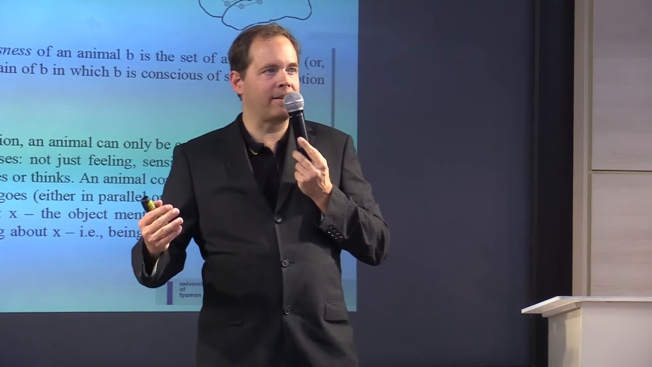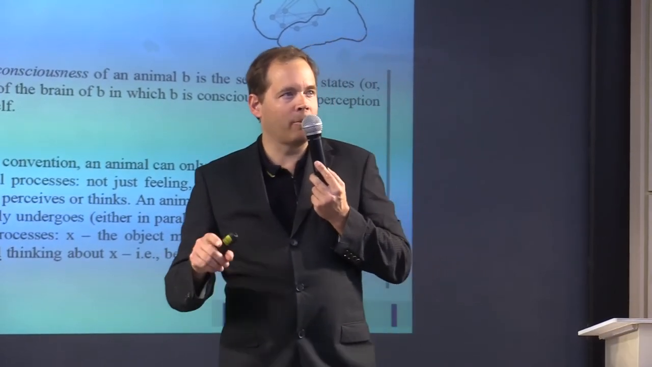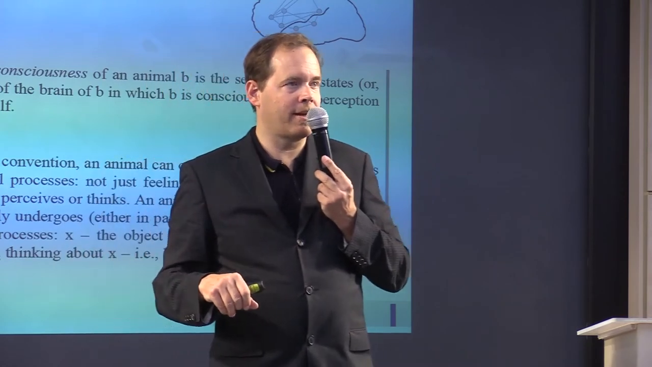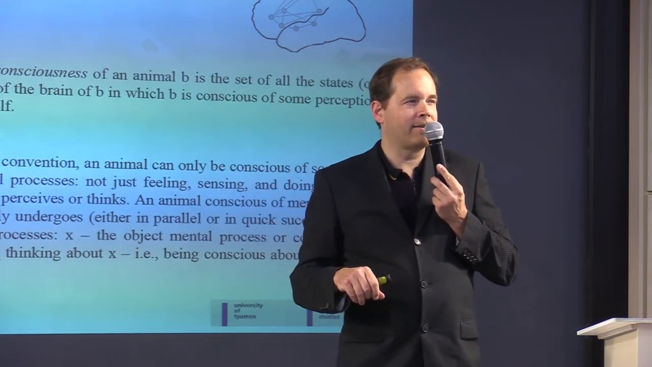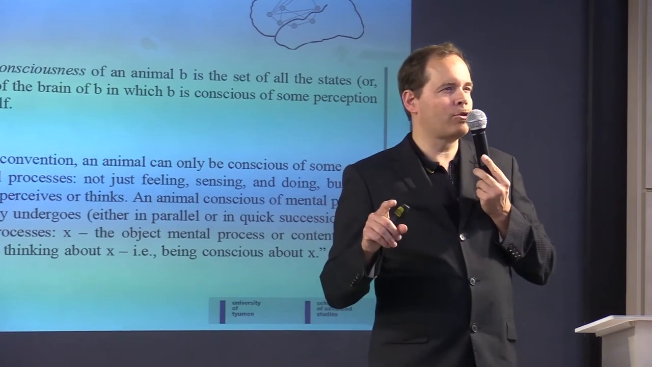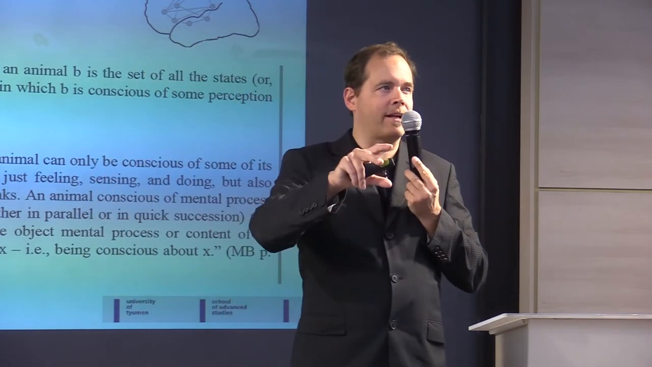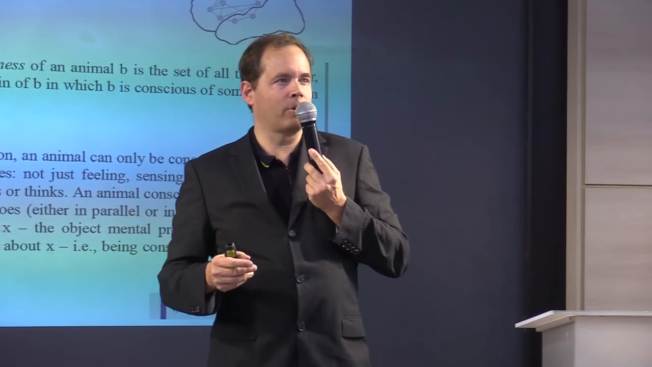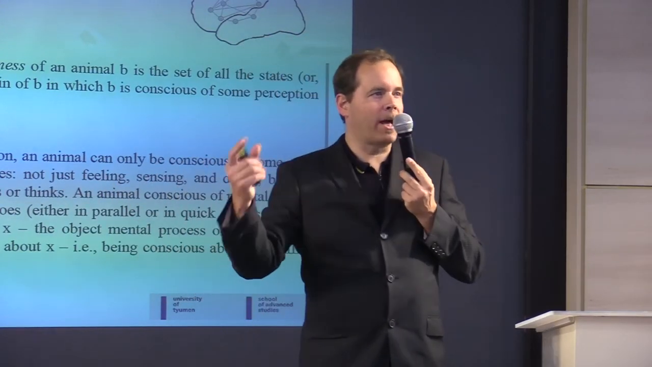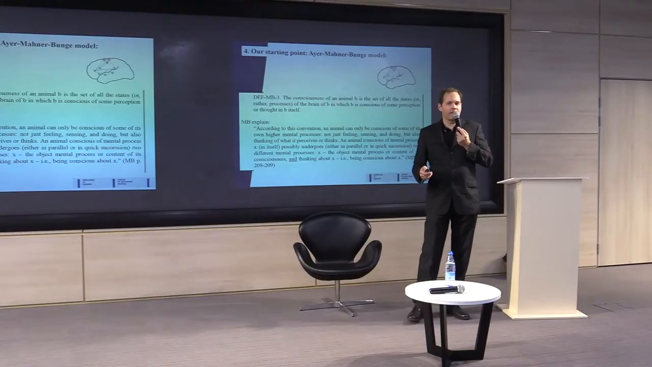It can feel, it can sense, and it can do things, but it can also think of what it perceives or thinks. In other words, an animal conscious of mental process X, for instance, you're thinking about something, for instance, how late is it and how long do we still have to stay here, possibly undergoes either in parallel or in quick succession two different mental processes: X itself, which is the object, mental process or content of its consciousness, and the other, the yellow circuit, which is doing the thinking about X. That's being conscious about X. I think you have broadly understood the idea here.